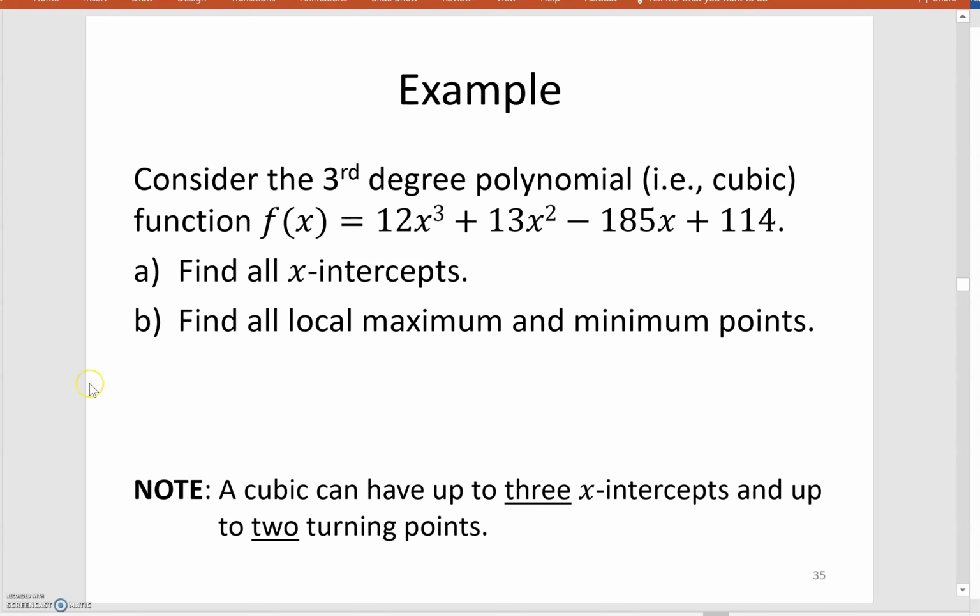Section 6. Consider the third degree polynomial, i.e. cubic, function f of x equals 12x cubed plus 13x squared minus 185x plus 114. Let's find all local x-intercepts and find all local maximum and minimum points.